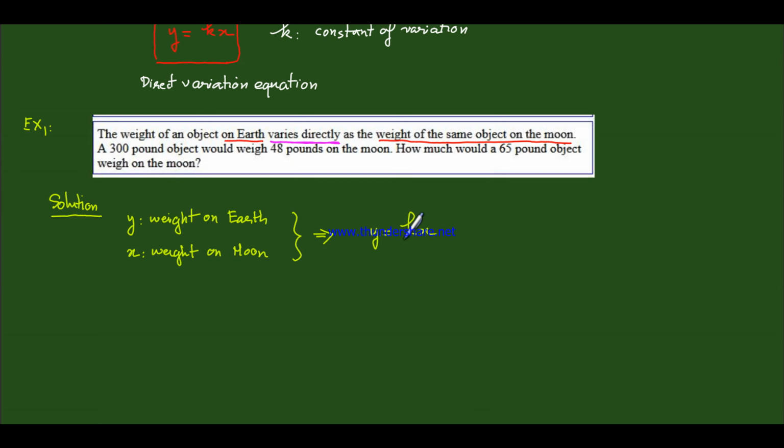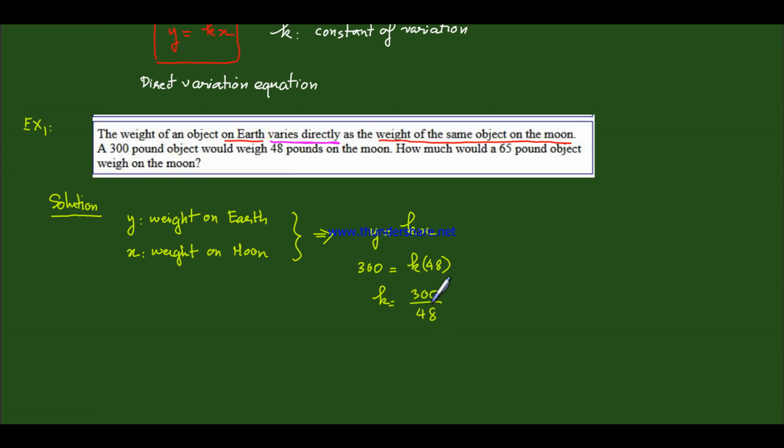But this is just a formula. Our goal is to get k. As long as we get k, then we can get an equation. But how are we gonna get k? We're gonna use the information they give us. So 300 is the weight on Earth, so we replace y with 300, and k stays, and you replace x with 48. From here you can get k is 300 divided by 48.